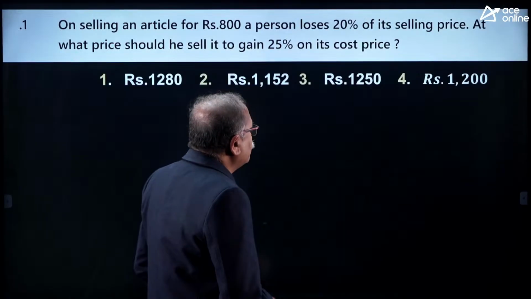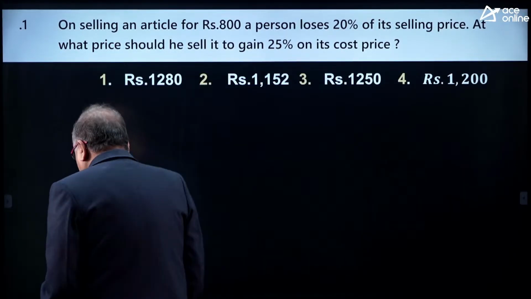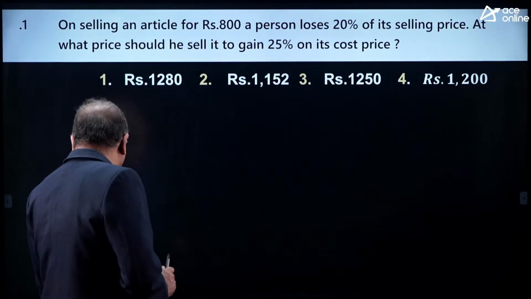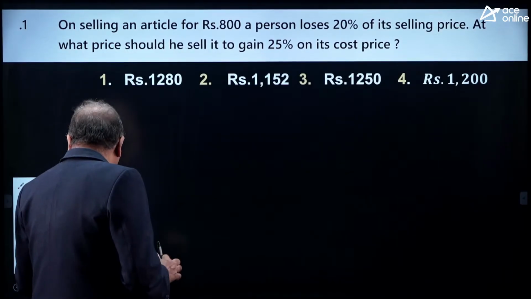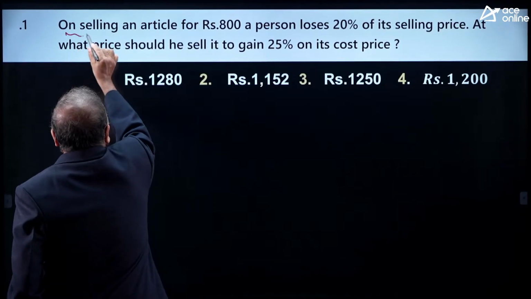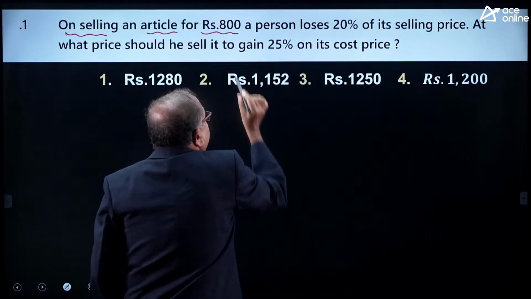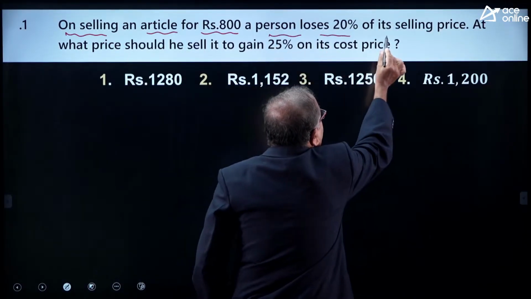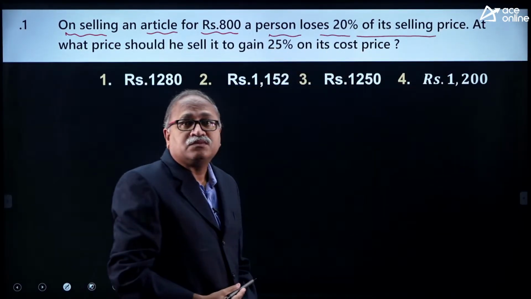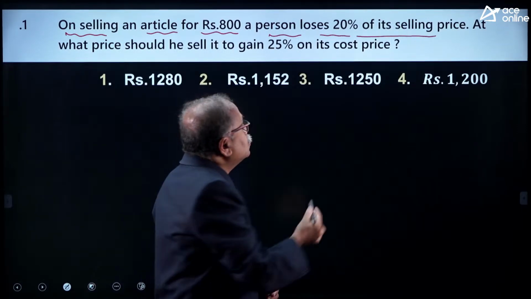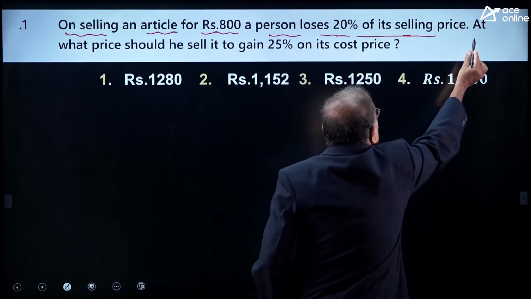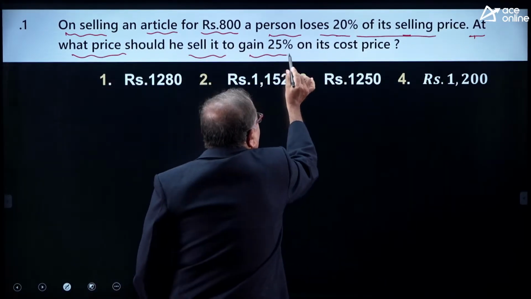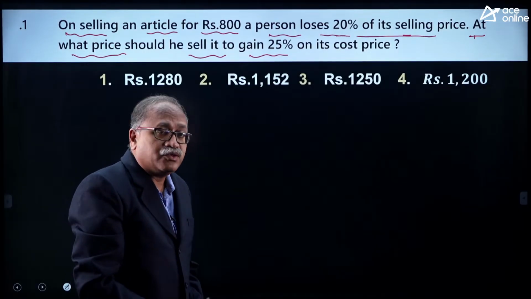The very first question on your board is this. Let me read the question first, and then I will give 30 seconds for you to think and respond to it. The very simple question is, on selling an article, he is losing 20% on the selling price, not the 20% on the cost price. Now the question is, at what price should he sell it in order to gain 25%?